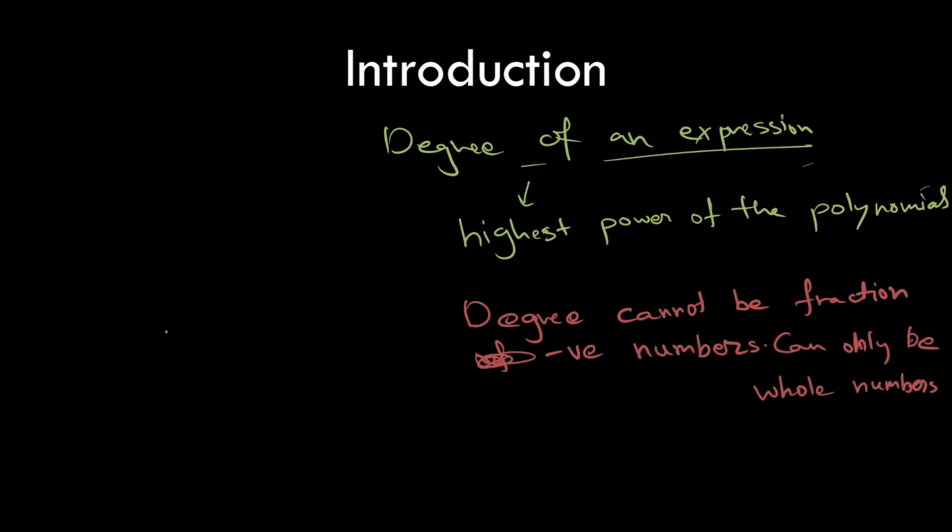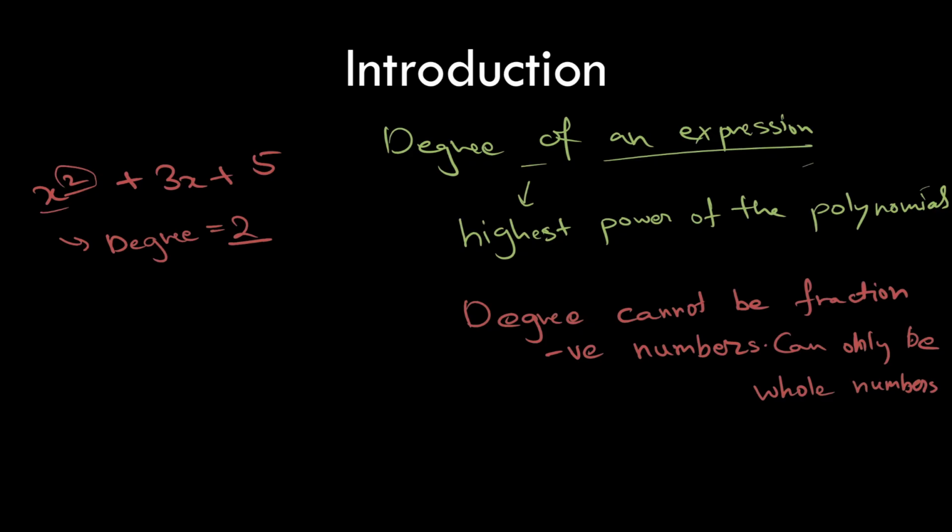Let us see an example. Let's say we have an expression x square plus 3x plus 5. What is going to be the degree? We can see that the highest degree on the variable is 2. So the degree of this polynomial is going to be equal to 2.